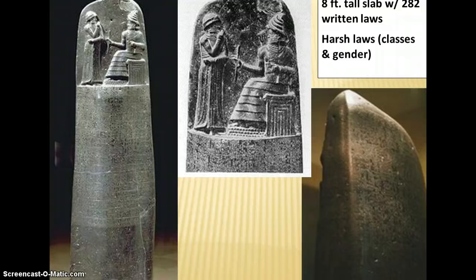It's an 8-foot tall slab with the 282 laws written on it, both on the front and the back, written in cuneiform.